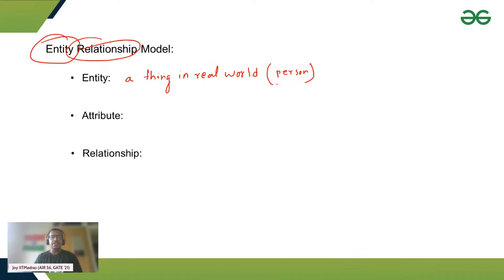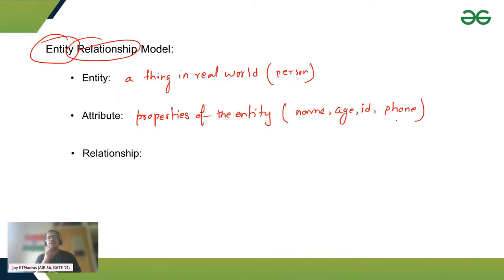If we have an entity, then we'll have attributes. What is an attribute? Attributes are the properties of the entity. So what properties can be associated with this person? A person can have a name, an age, some sort of ID, a phone. These are all the attributes related to a specific entity named person.